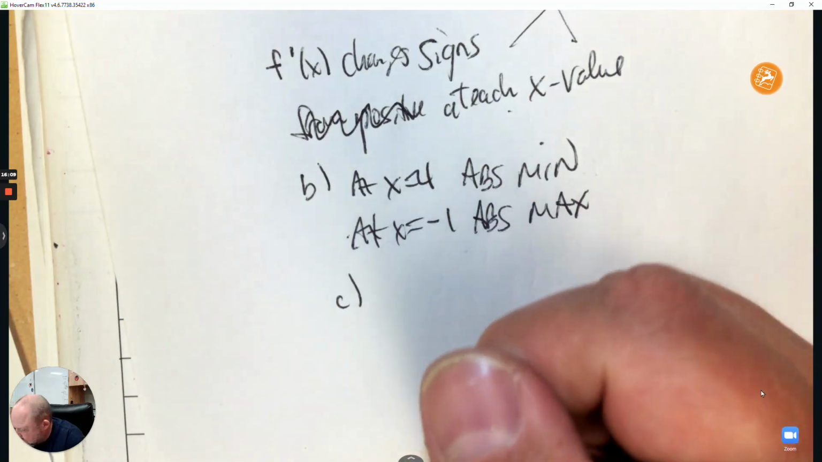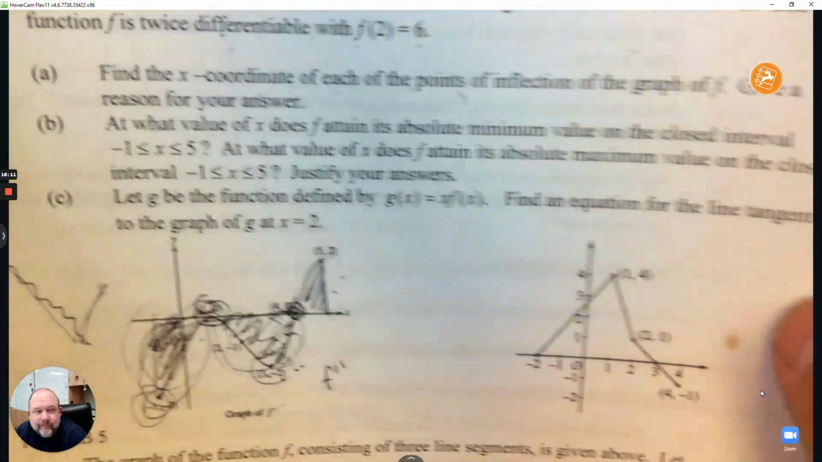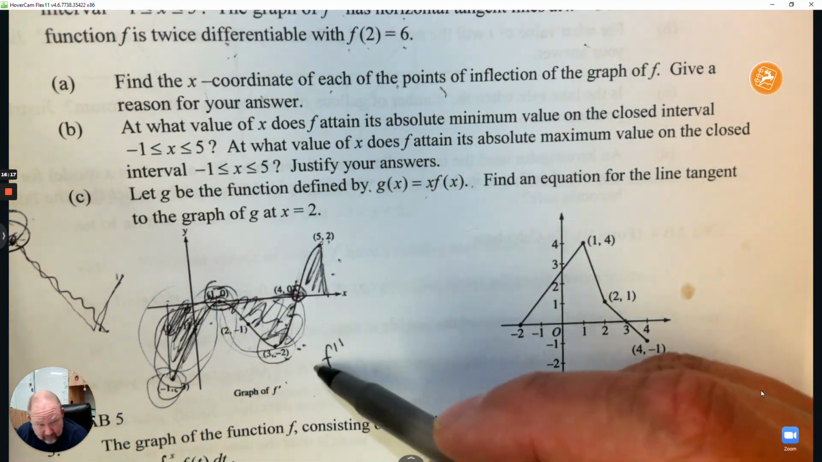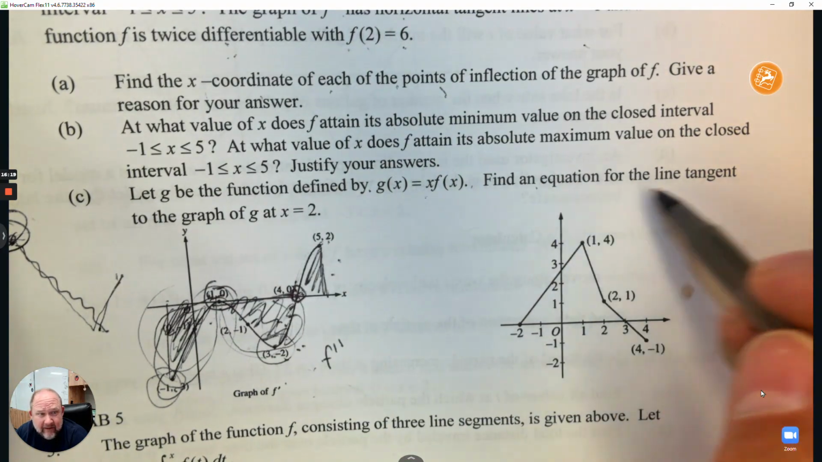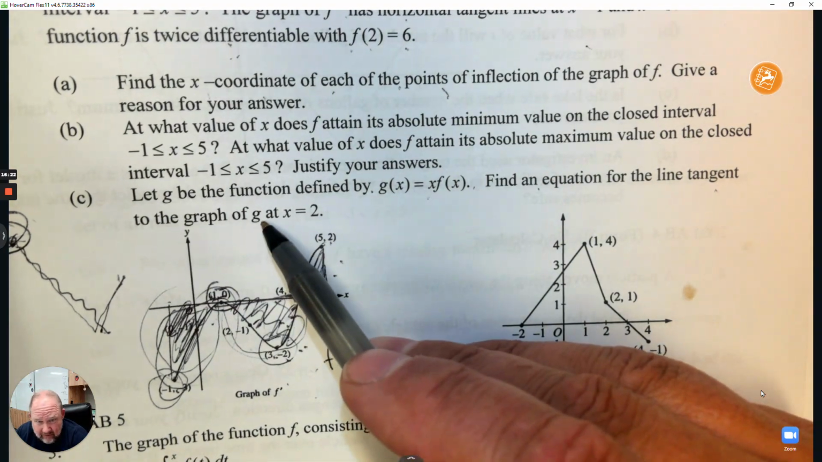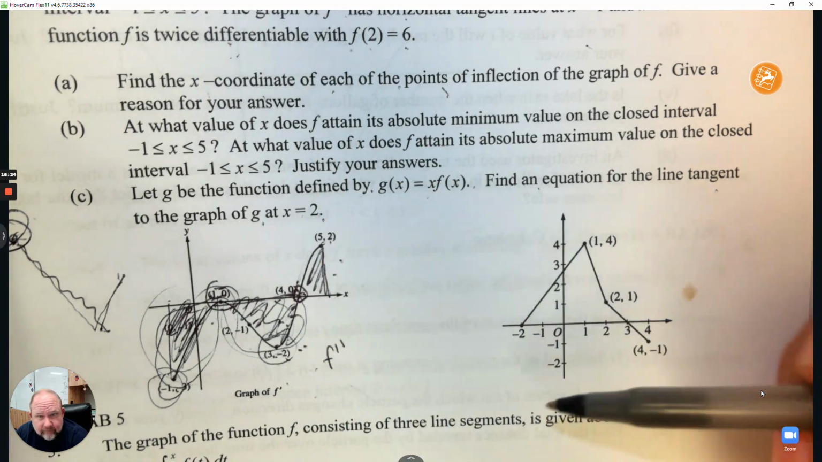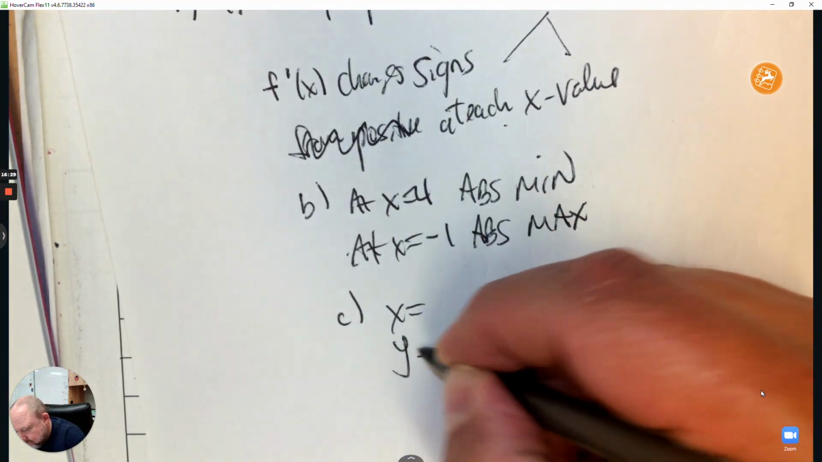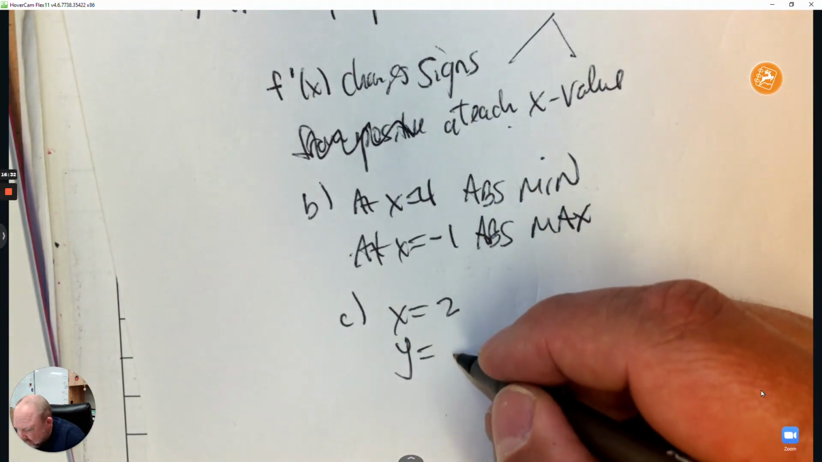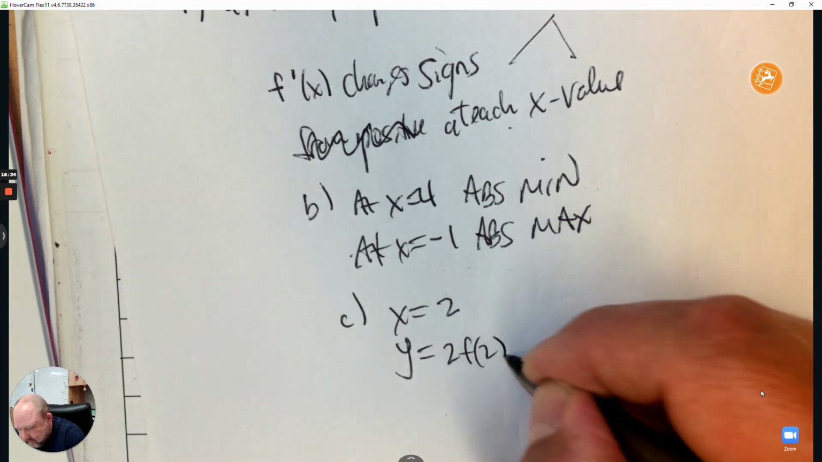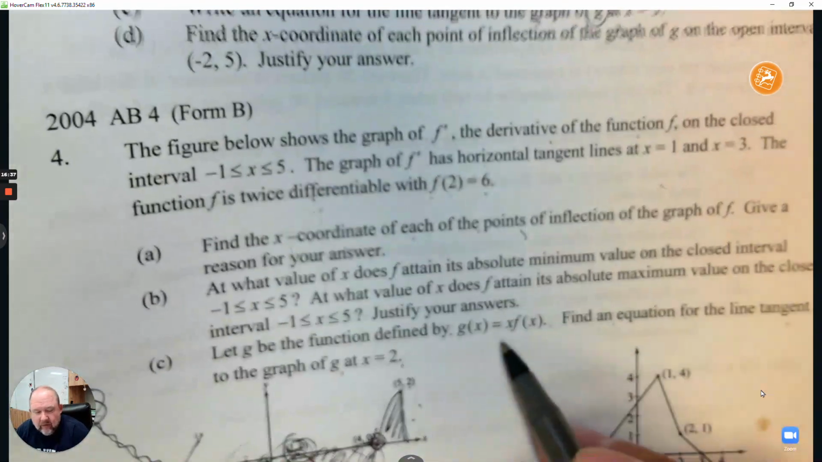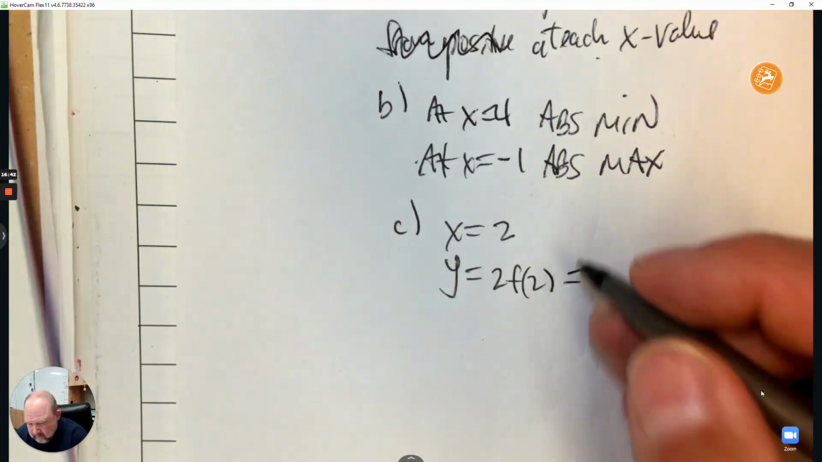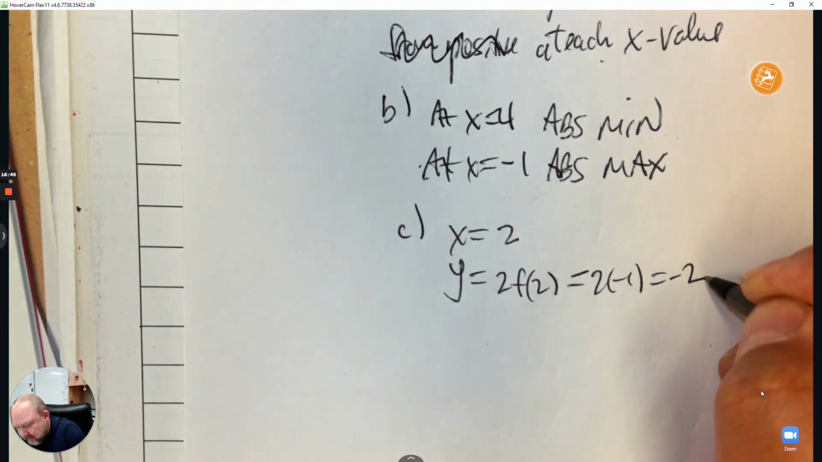Part C. Let g be the function x times this function. Write an equation for the line tangent to g at x equals 2. So x is 2. For y, I'm going to plug in 2 for x and solve it. So x is 2 and then f at 2. So f at 2 is equal to -1. So it's 2 times -1, so it's -2.